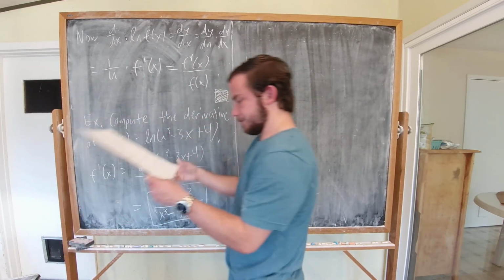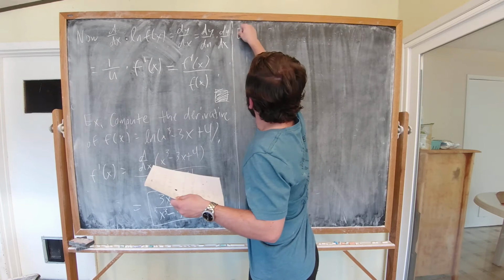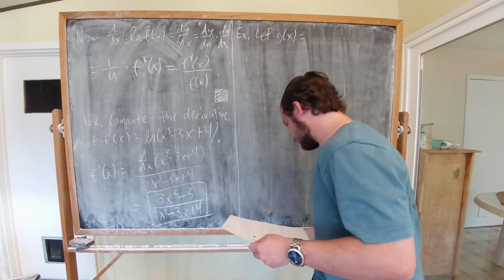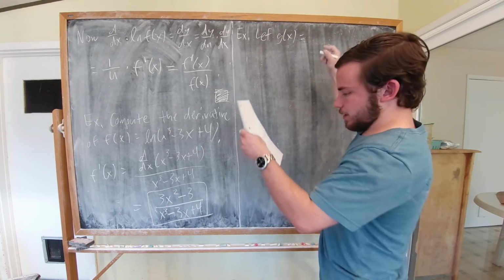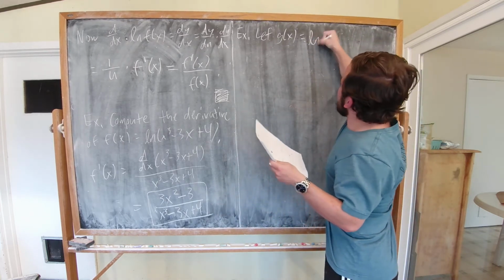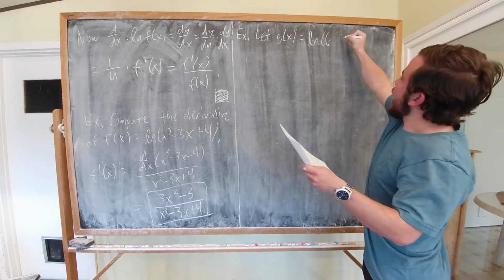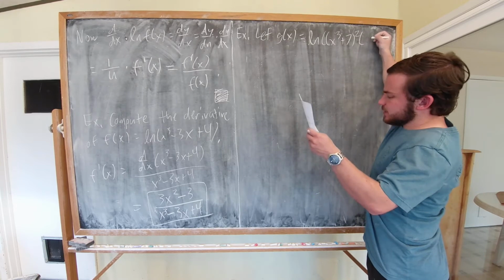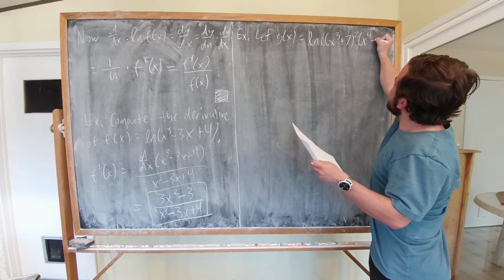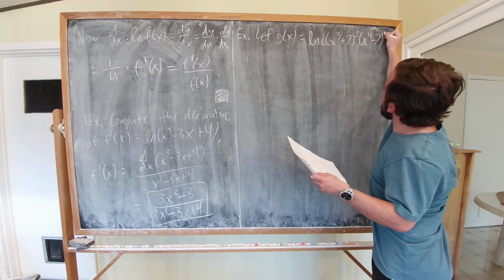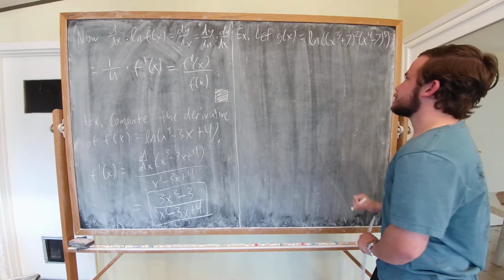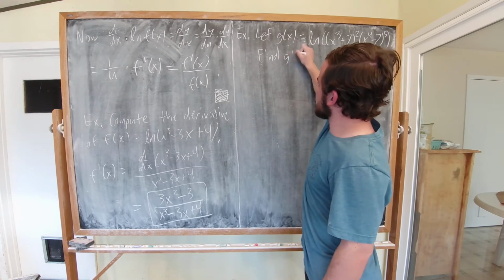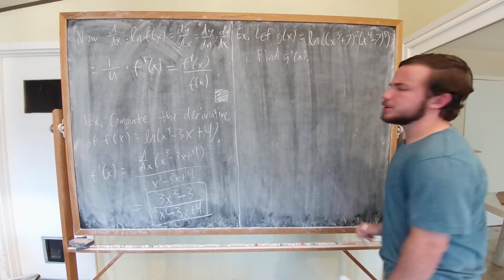Well, for example, let's let g of x equal the natural log of x cubed plus 7 squared times x to the 4th minus 7 all to the 5th power, and that's it. And we want to find g prime of x.